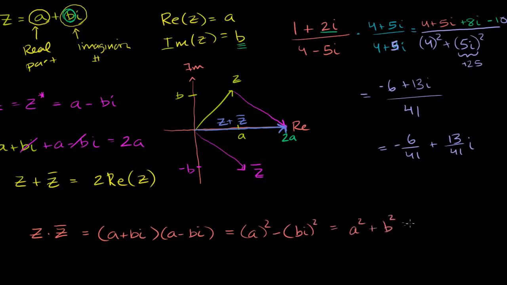And just out of curiosity, this is the same thing as the magnitude of our complex number squared. So this is the neat property. This is what makes conjugates really useful, especially when you want to simplify division of complex numbers. Anyway, hopefully you found that useful.